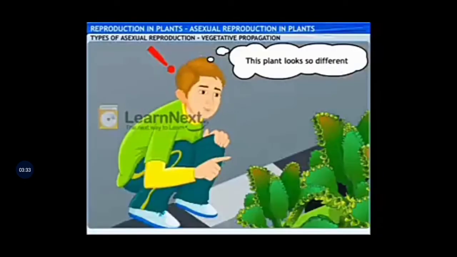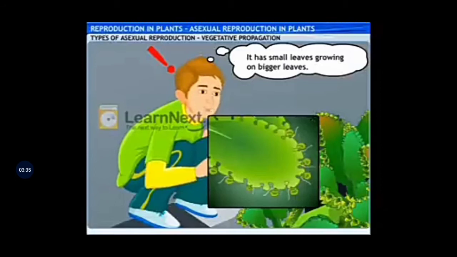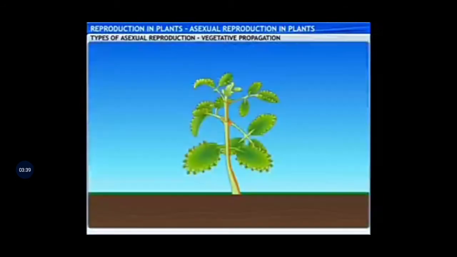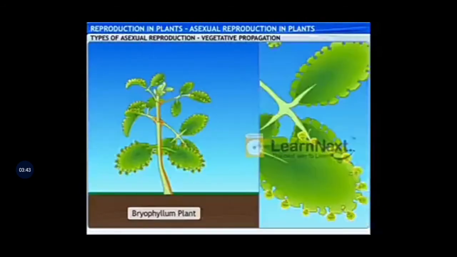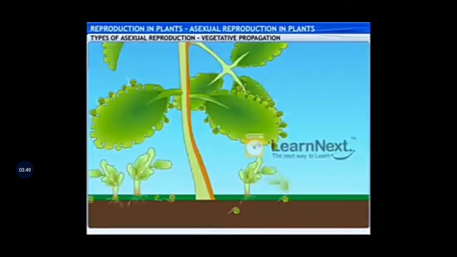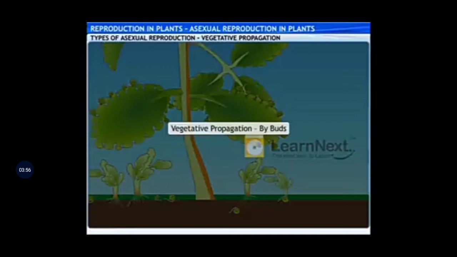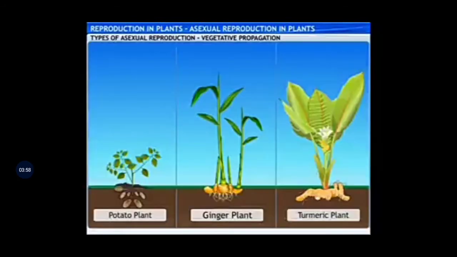This plant looks so different. It has small leaves growing on bigger leaves. These are the buds of a bryophyllum plant. This plant has buds on the edges of its leaves. When the buds come in contact with moist soil, each bud is capable of growing into a new plant. The plants that use buds for vegetative propagation are potato, ginger, and turnip.